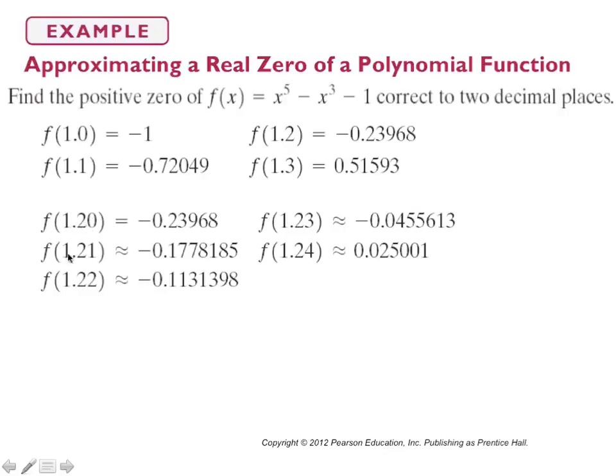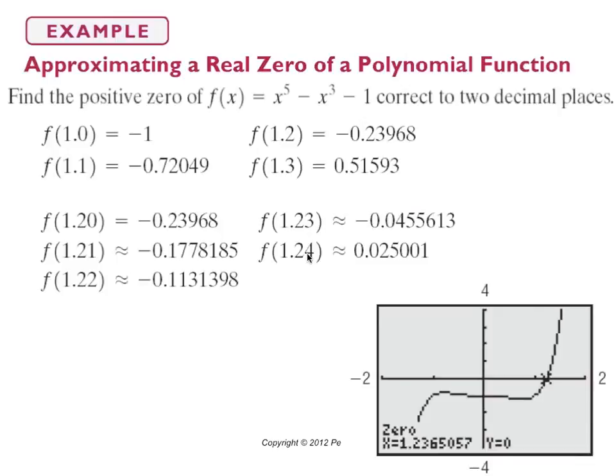So we have 1.20, 1.21, 1.22, 1.23, and 1.24. And we would continue to go, but it looks like once we do 1.23, we get a negative number. But if you hop to 1.24, you actually get a positive number. So we know that our real 0 has to be between 1.23 and 1.24.